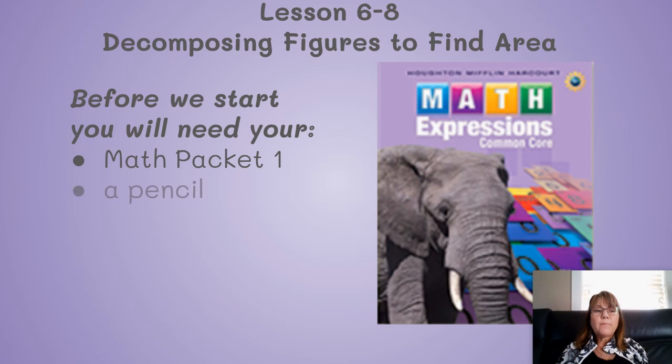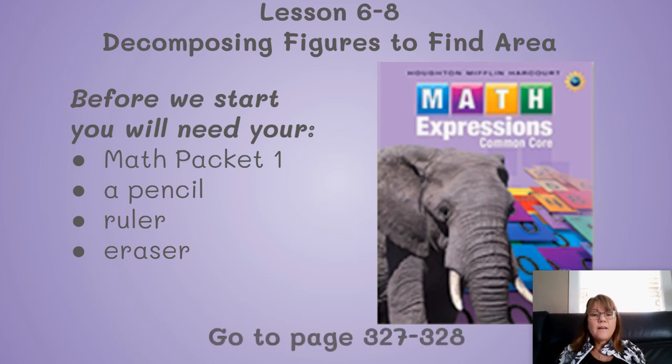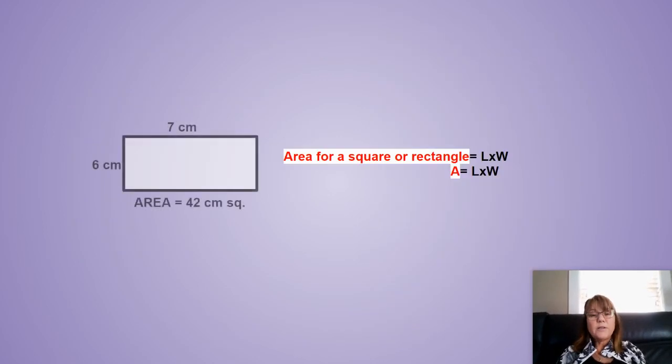So you're going to need your math packet number 1, a pencil, a ruler for some straight lines, an eraser, and we're going to start on page 327. And we'll end on 328. So get those things and then we'll continue.